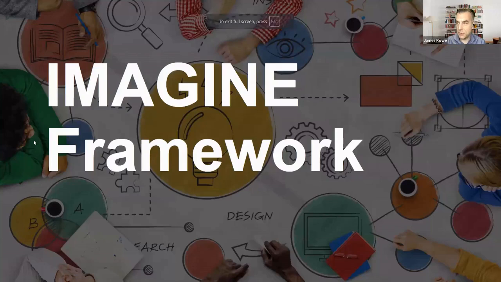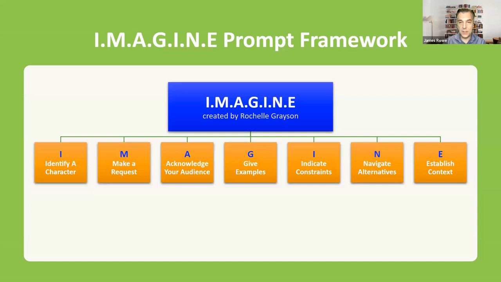Last week, Rochelle introduced her Imagine framework. Imagine is just a mnemonic to remember the key information that you would put into your prompt. So, identifying a character: what persona or what character do we want the AI to assume? Make a request: what are we asking it to do? What instructions are we giving?